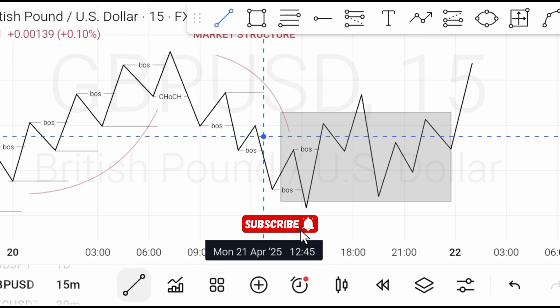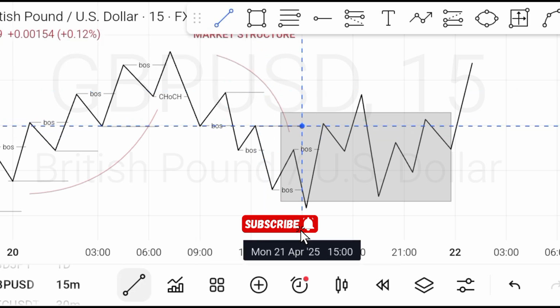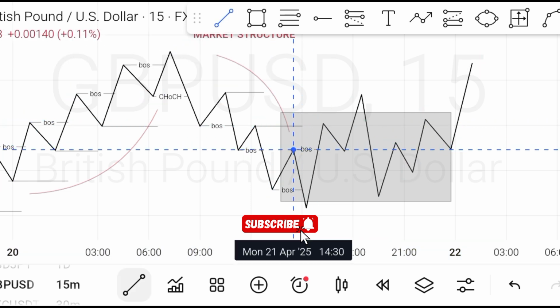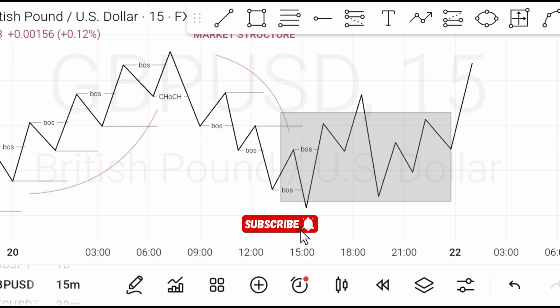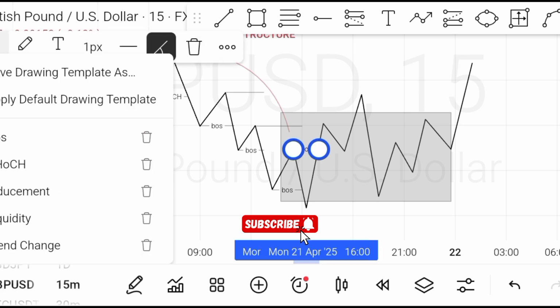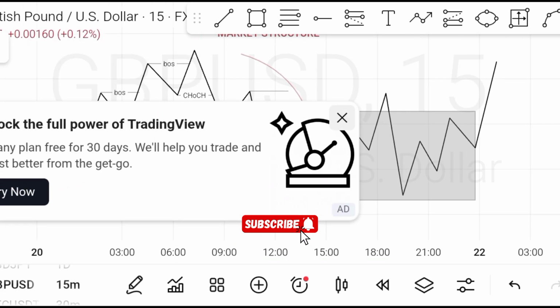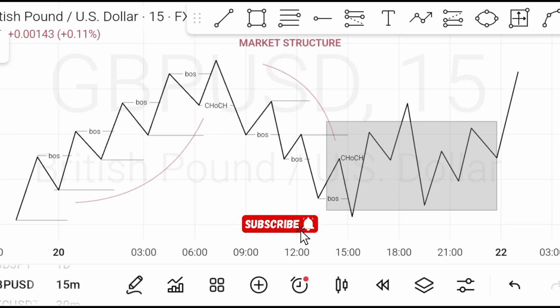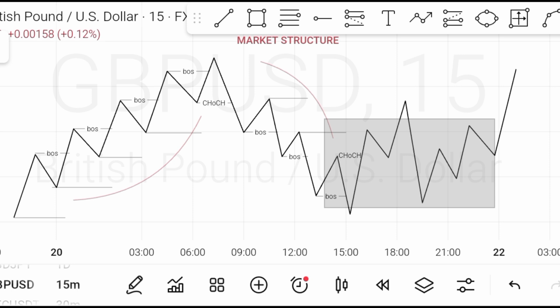And this is our protected low that we don't expect price to get to, but guess what, price got to it at this point. So that's a change of character. Bullish, you are buying; bearish, you're selling; ranging, you stay out of the market.